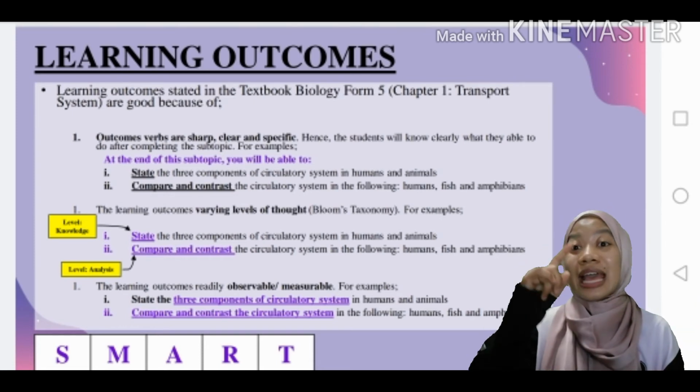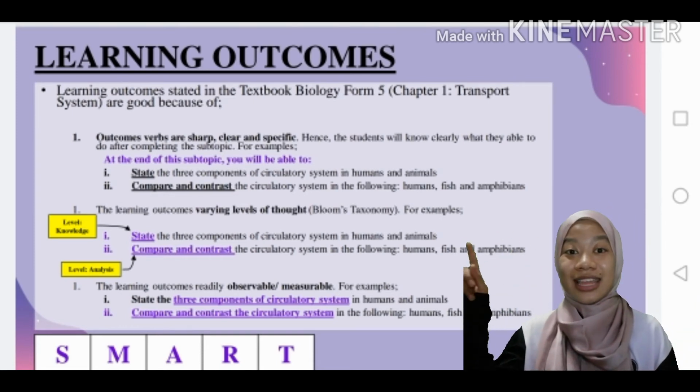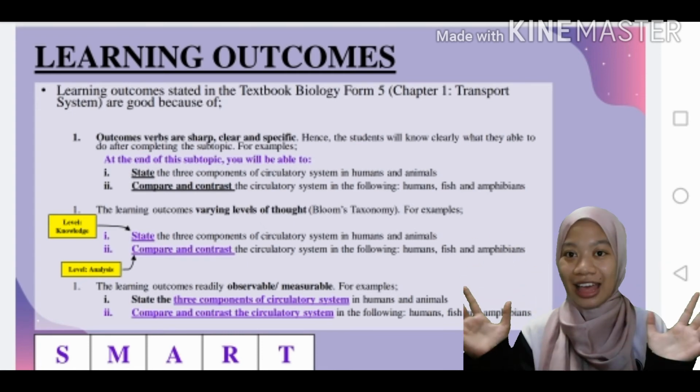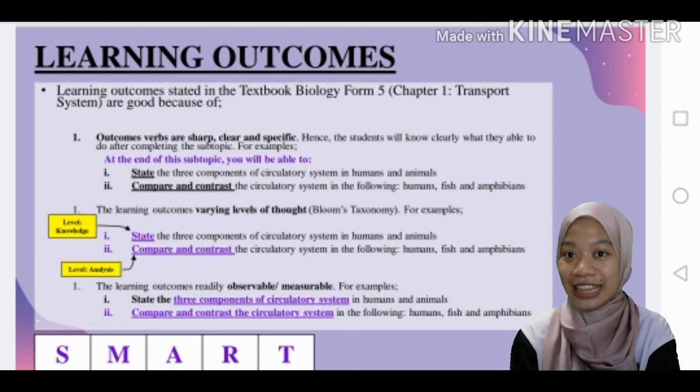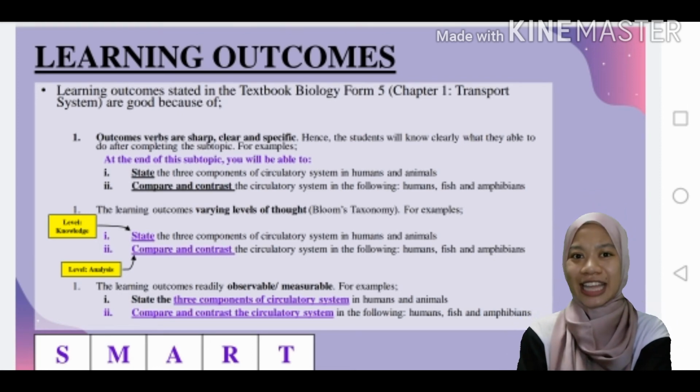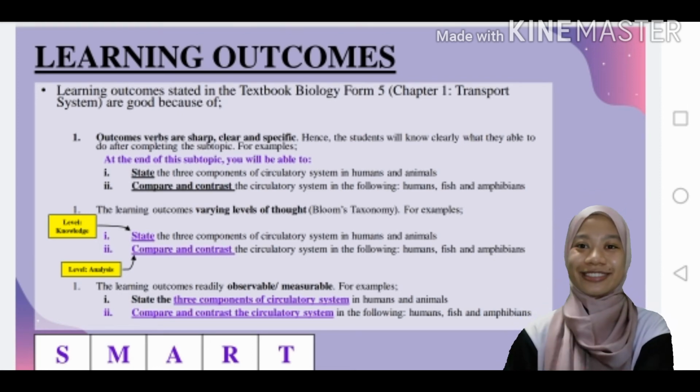So, SMART is all done. So you can see that the learning outcomes inside the textbooks are good.